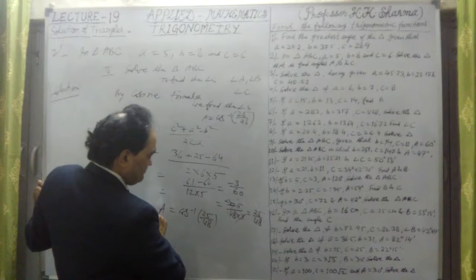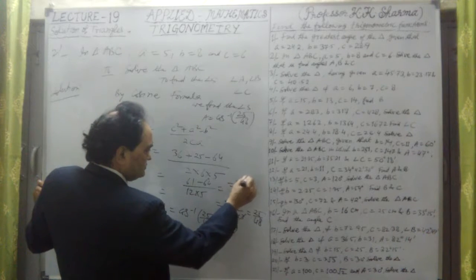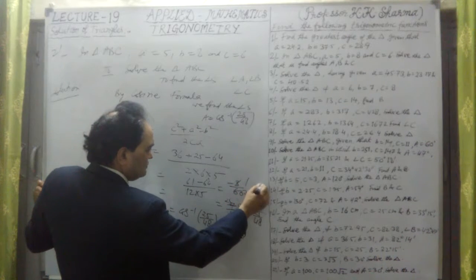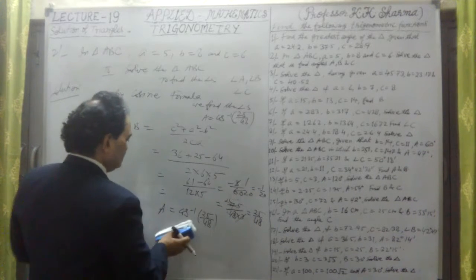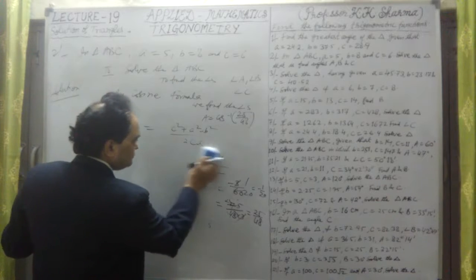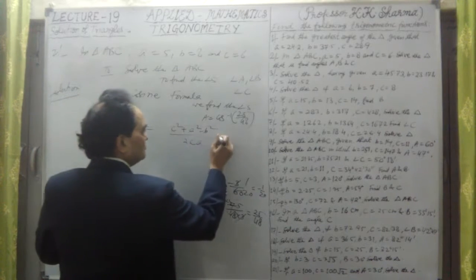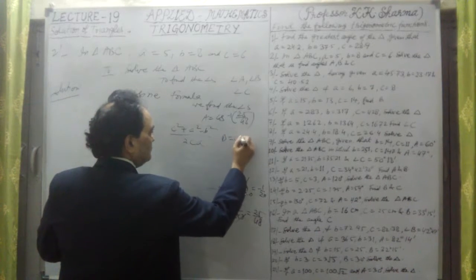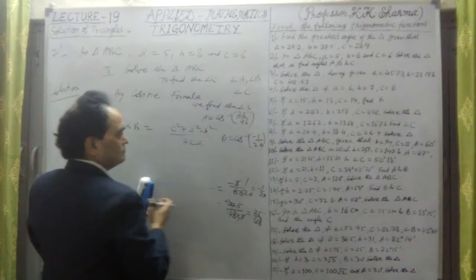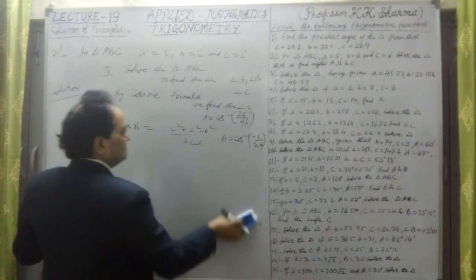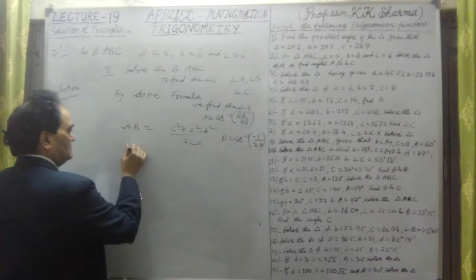12 5 is 60. Now 3 1 is 3 upon 20. This is minus 1 upon 20. The value will be cos inverse. Therefore, B is equal to cos inverse minus 1 upon 20. This is the value of angle B. Now angle C can be calculated.